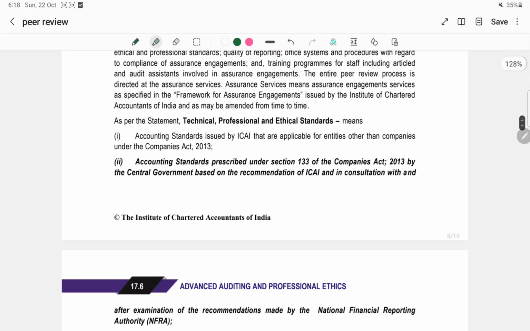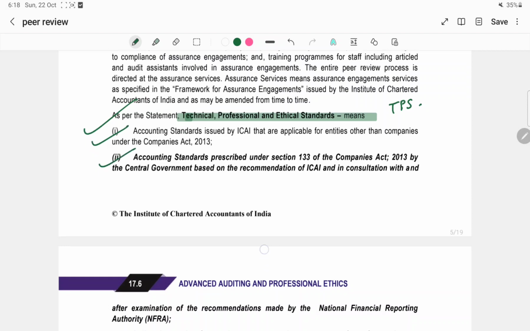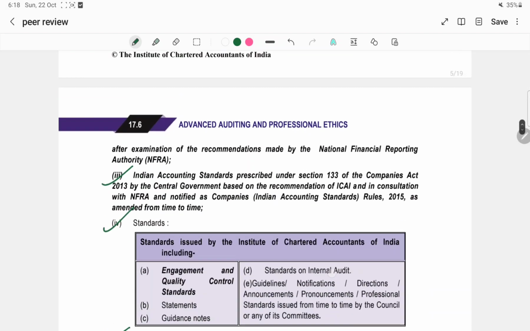Now we have to also see one question, that is TPS means. Now from that time we were saying everywhere these three words are coming. So what do these 3 words mean, or what do these 3 words comprise of? So the technical, professional and ethical standards, that is TPS, means these 6 points are there that you have to learn.